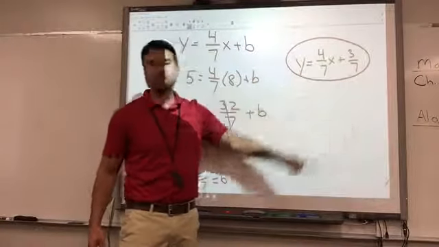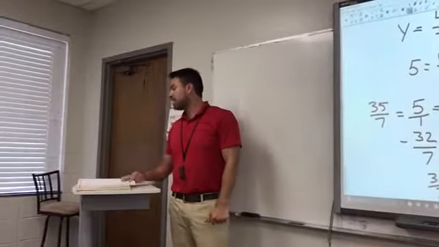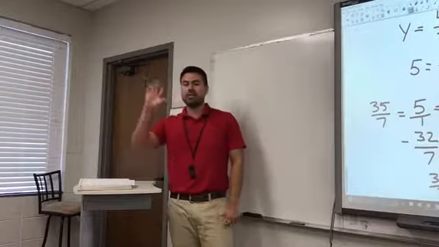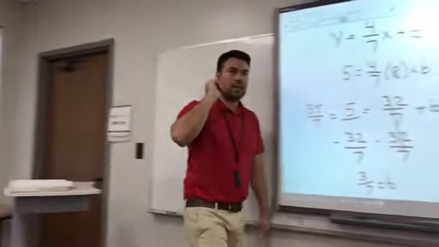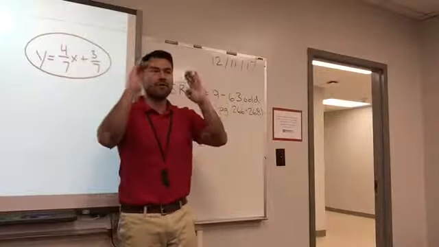Y equals 4/7 x plus 3/7. You guys okay with that? Okay. I'm going to give you one more type of problem, and I'm going to give you a little bit of a quiz. Ready? All right, Vivian. Parallel lines have the blank slope.